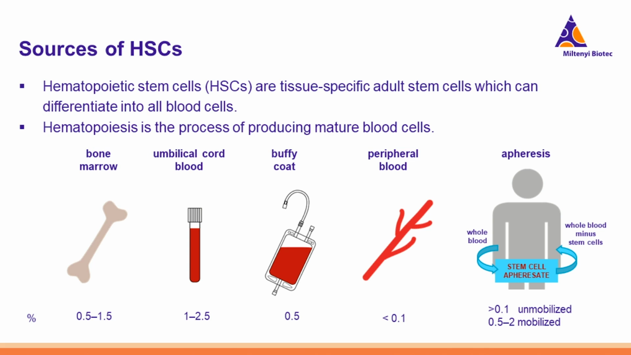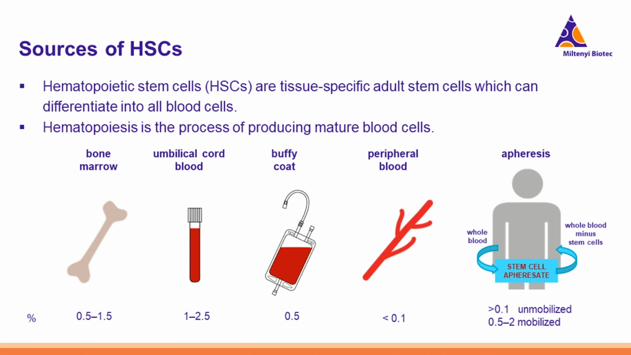Every day, the adult hematopoiesis must balance an enormous production, as the average person produces more than 500 billion blood cells. HSCs are found typically in the bone marrow, especially in the pelvis, femur, and sternum. Besides bone marrow, HSCs can be found and isolated from blood sources, such as umbilical cord blood, buffy coat, peripheral blood, or apheresis products. Depending on the starting material, the HSC content varies.